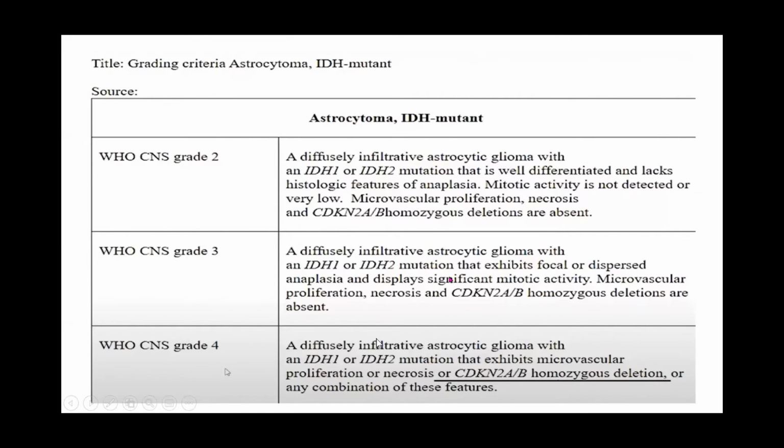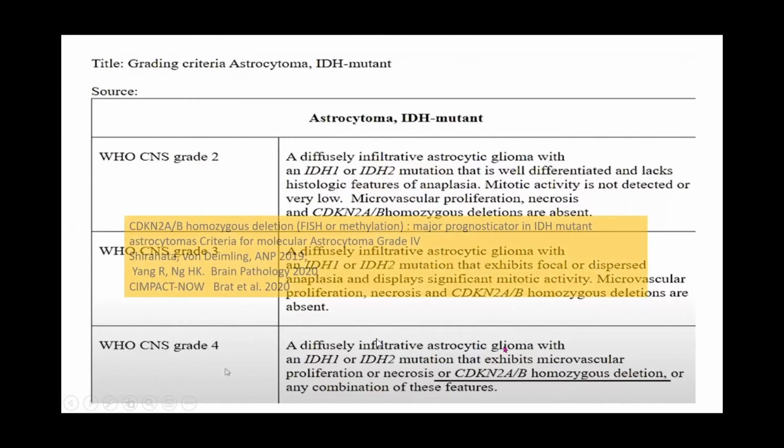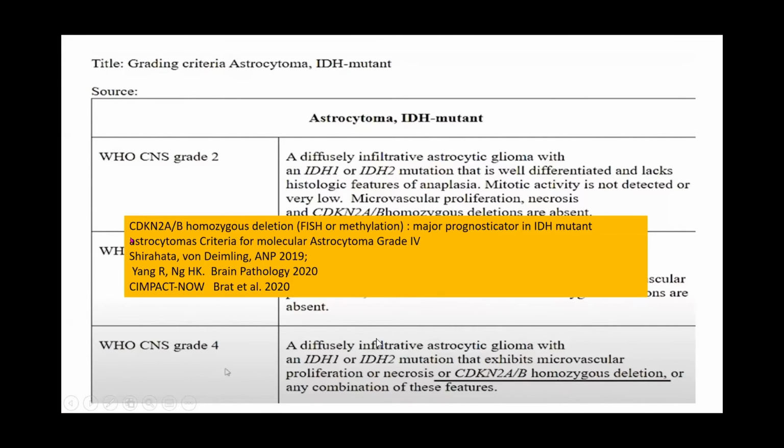When CDKN2A/2B homozygous deletions are present in a tumor, it automatically becomes a grade 4 CNS tumor. However, then it may not need to have microvascular proliferation or necrosis to call it grade 4. So the CDKN2A/2B homozygous deletion, which is detected by the FISH technique, is a major prognosticator for astrocytomas, and it is independent of the histopathological features.